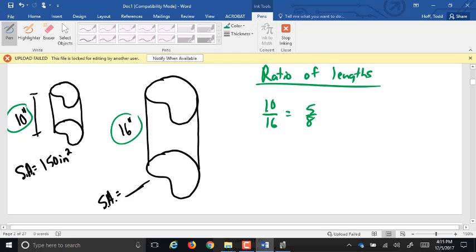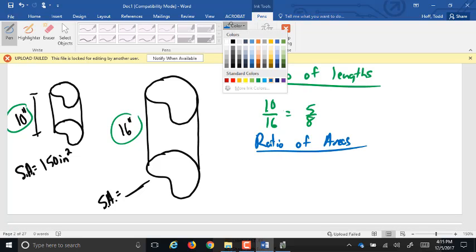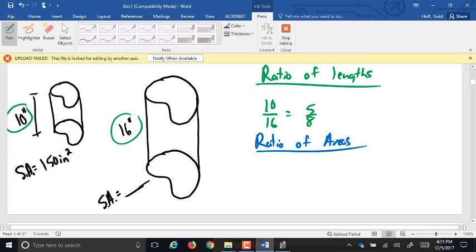So then our ratio of areas is going to be what? Well, what do we do to the 5/8 or 5 to 8? We'll square it to give us 25 to 64. Very good. And of course, the 150 is the smaller number.